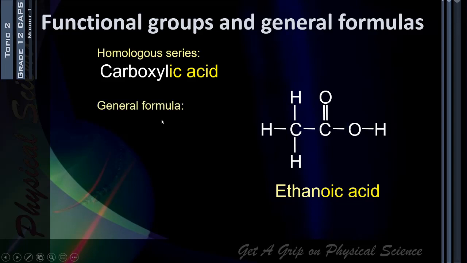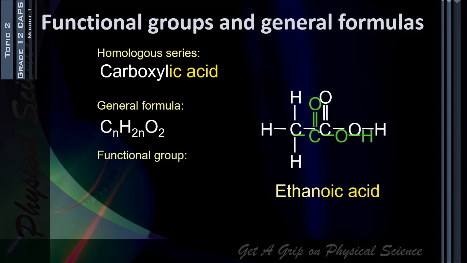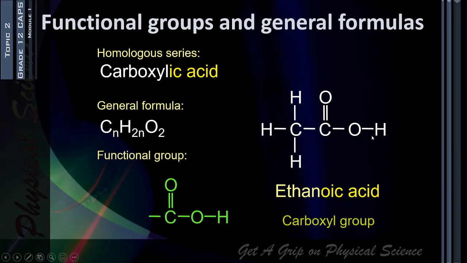So the general formula will be CnH2n and then two oxygens, O2. For the functional group, if they ask you to draw the structure of a functional group for the carboxylic acids, you will just draw the carboxyl group, which is the carbon attached to two oxygens and that oxygen attached to another hydrogen.